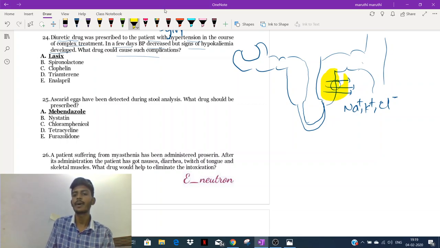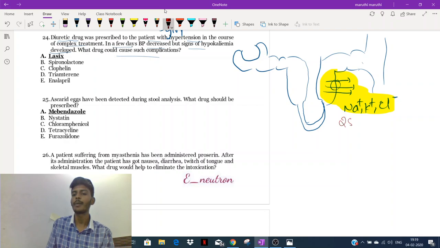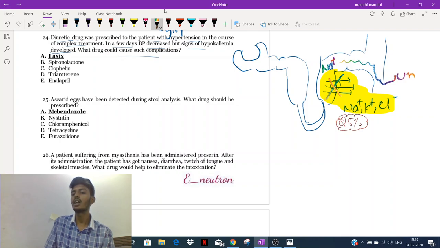Means that is this part. This part has sodium, potassium and chloride reabsorption, and around 25% reabsorption happens here. If 25% reabsorption happens here, if I block this reabsorption, let's see what will happen. I block this reabsorption. Sodium remains in the nephron only. It will flow into urine.